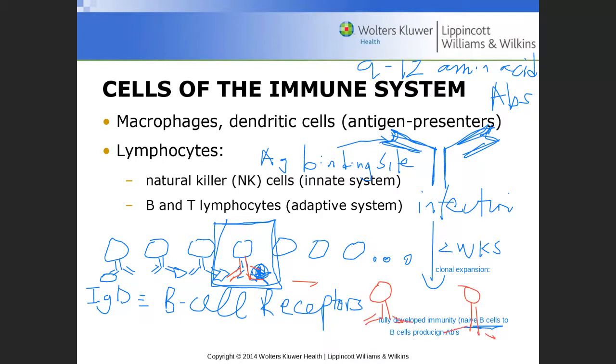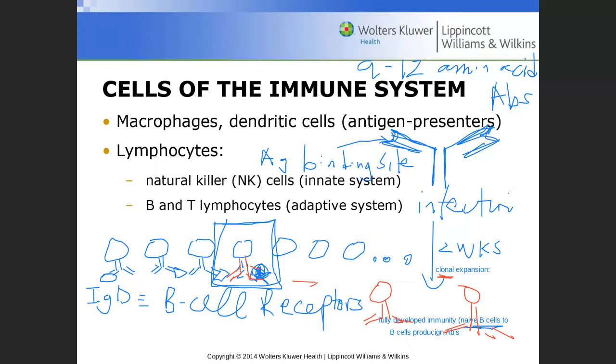B cell that has the same receptor to expand. And because it's from one B cell, that's what we mean by clonal. Clonal expansion means we're just going to pick that one and make more of it, because the rest of the B cells are no good to us. The B cell that has the right receptor is good, because that's the one that combines to the antigen, okay?